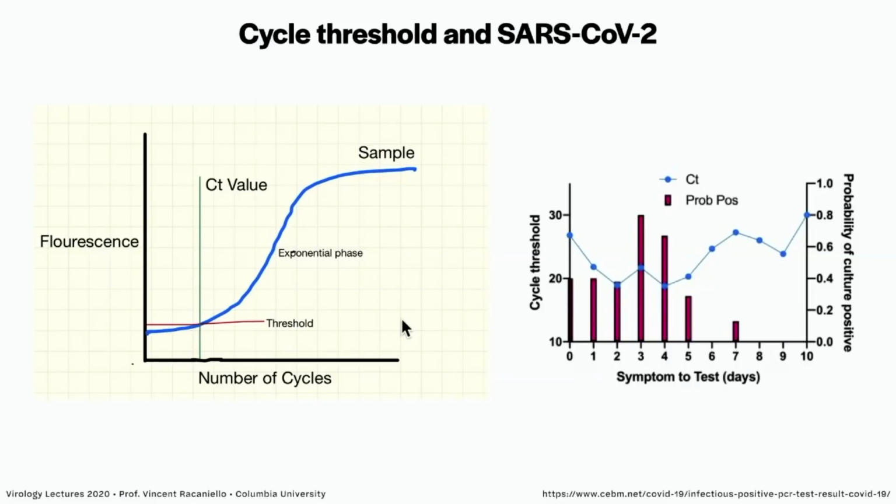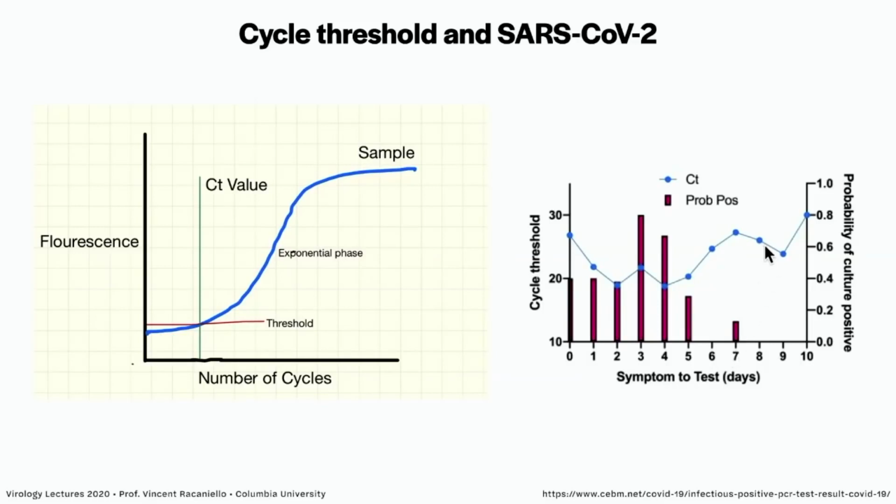You can go 11 cycles before you get a signal. You can go 15, 20, 37. So which one correlates with infectivity? On the right here is a graph summarizing a number of patients where we're looking at cycle threshold in blue versus the probability of being culture positive. That is taking the nasopharyngeal wash, which you've done a PCR on, putting it in cell culture and seeing if there's infectious virus there. So you can see after about 7 days, these are symptom to test, you no longer are culture positive.